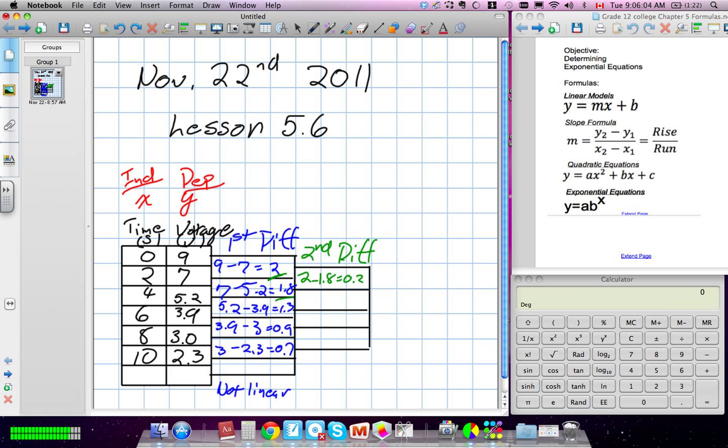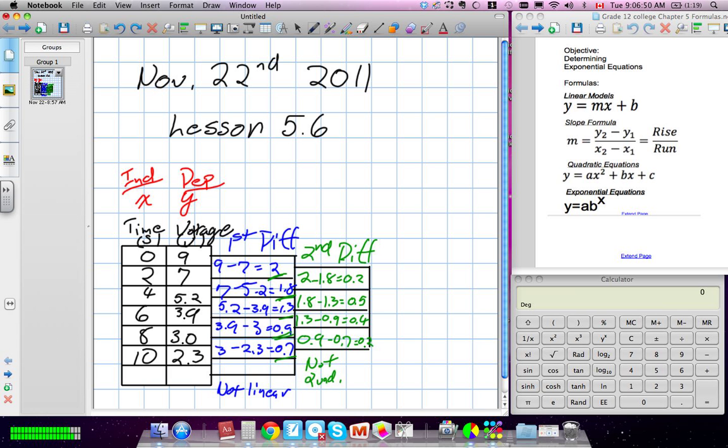1.8 subtract 1.3 is 0.5. I get 1.3 subtract 0.9, I get 0.4. And then 0.9 subtract 0.7 is 0.2. Again, if we look at our numbers, 0.2, 0.5, 0.4, 0.2, there's really no rhyme or reason to them. They aren't close enough to be considered the same numbers. So, is this a quadratic relationship? No. Second differences aren't the same. It can't be quadratic either.